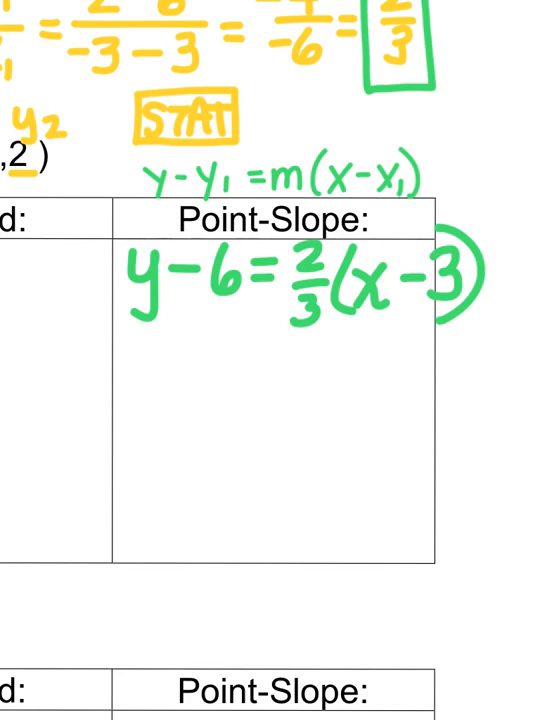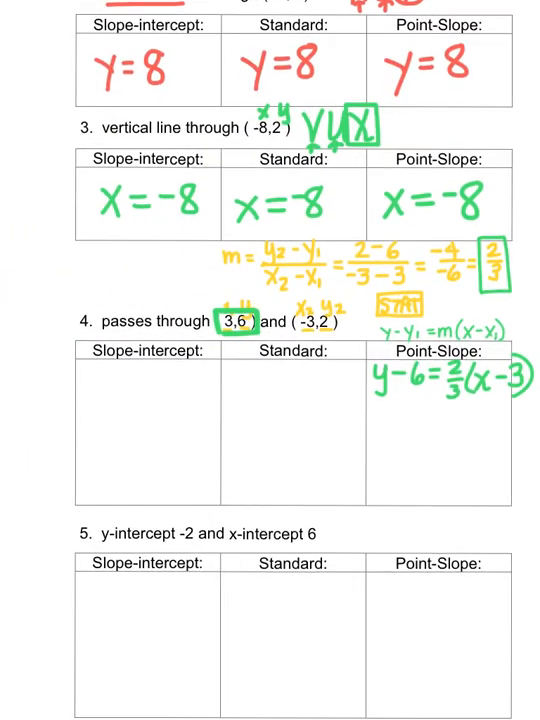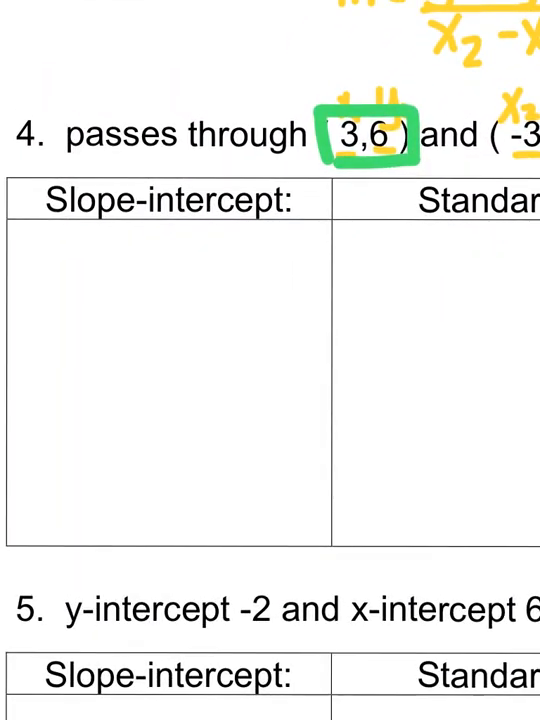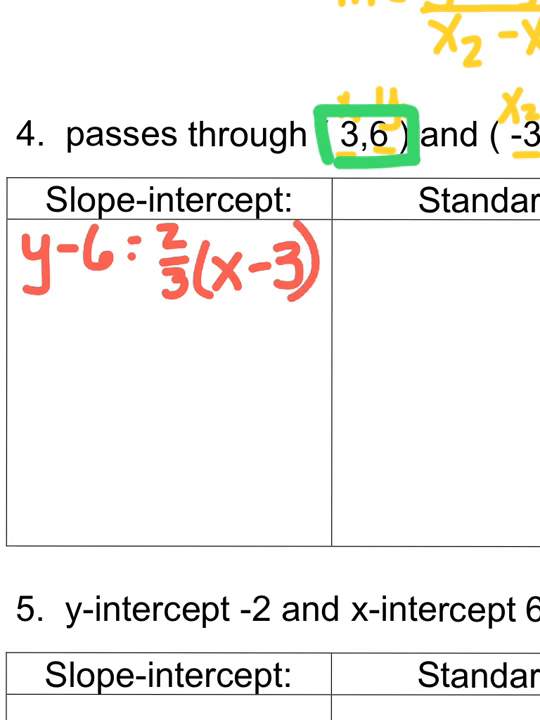We have point slope, and we know that point slope can be manipulated into slope-intercept. So copy that down at this time. Copy down your point-slope formula. Y minus 6 equals 2/3 x minus 3. So how can we manipulate the point-slope form? We know that our goal is y equals mx plus b, where the y is isolated.